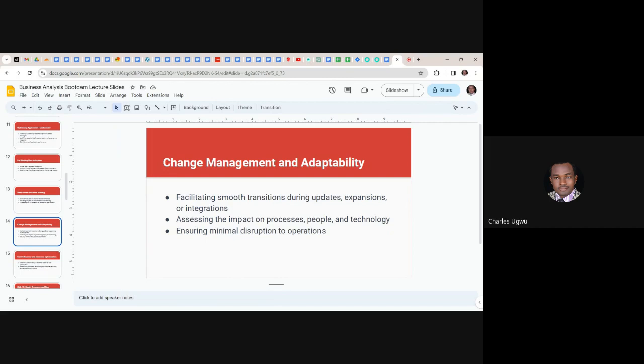So it's a regular thing that happens in the business world. And as a business analyst, you should be able to work comfortably with technical partners. So many companies, when they want to hire you, at times they will ask you, have you worked with technical partners before?